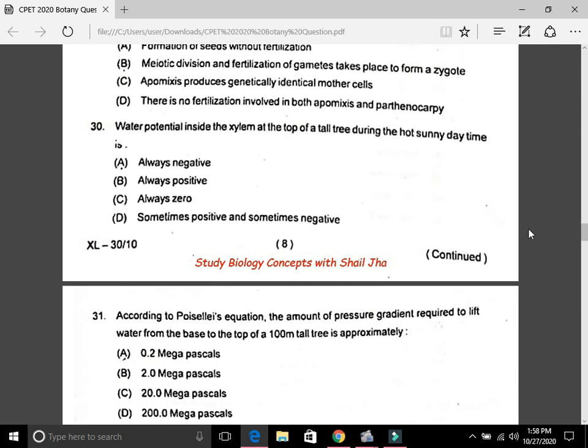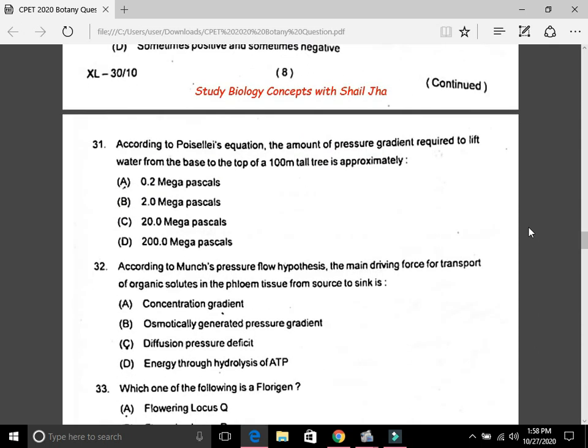Question number 30. Water potential inside the xylem at the top of a tall plant during the hot sunny daytime is A, that is always negative. Question number 31. According to Poiseuille's equation, the amount of pressure gradient required to lift water from the base to the top of a 100-meter tall tree is approximately, the answer is B, 2 megapascals.